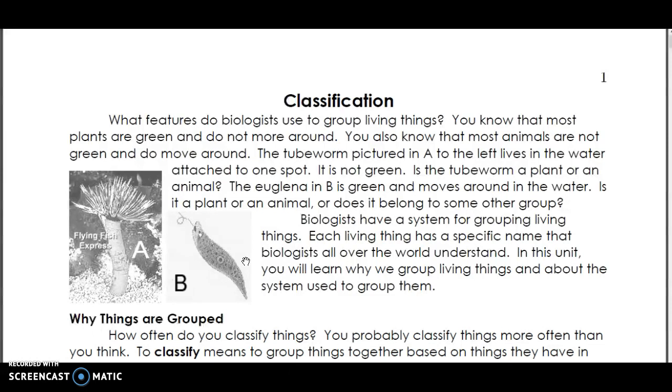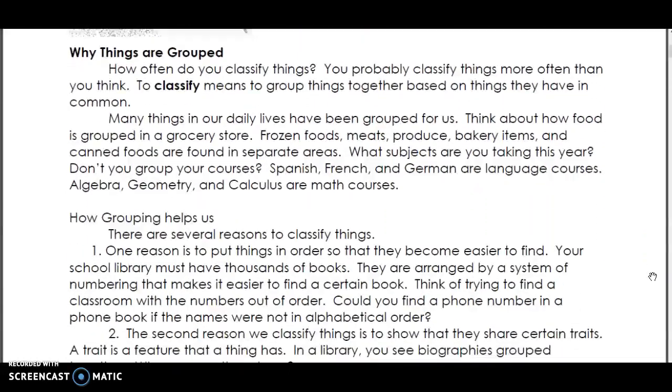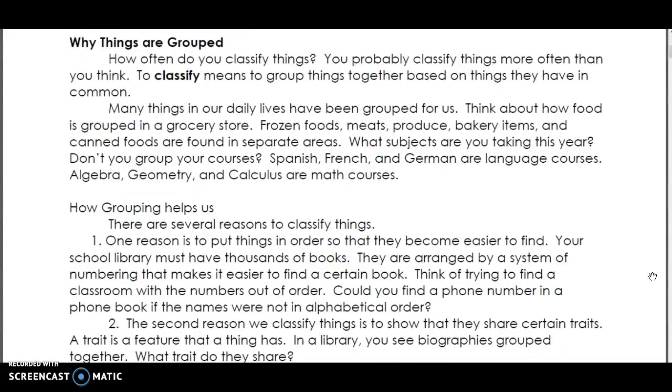Biologists have a system for grouping living things. Each living thing has a specific name that biologists all over the world understand. In this unit, you will learn why we group living things and about the system used to group them. Why are things grouped? How often do you classify things? You probably classify things more often than you think. To classify means to group things together based on things they have in common.